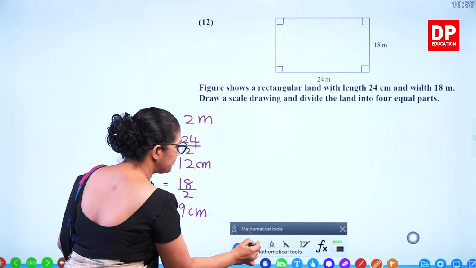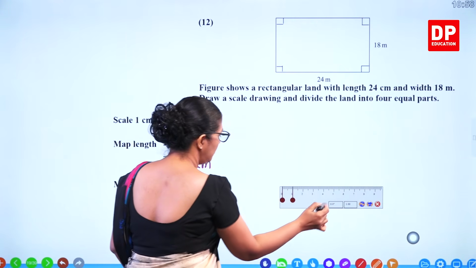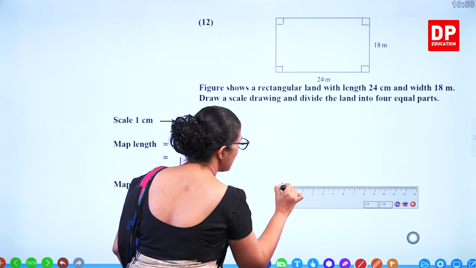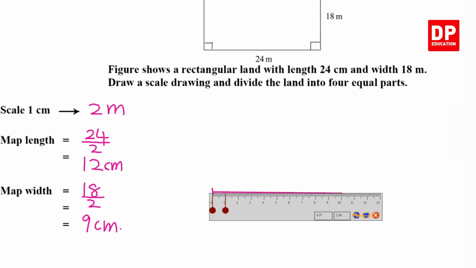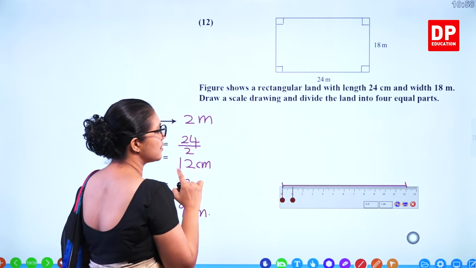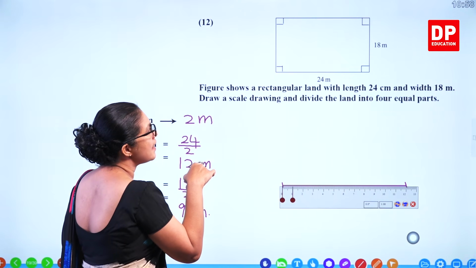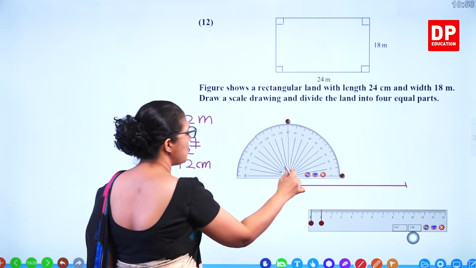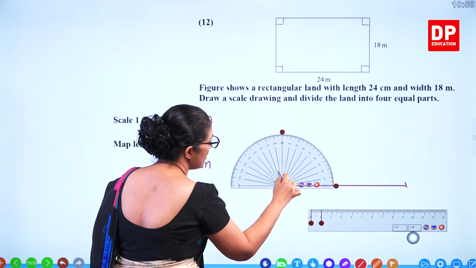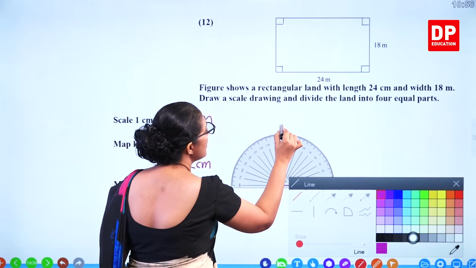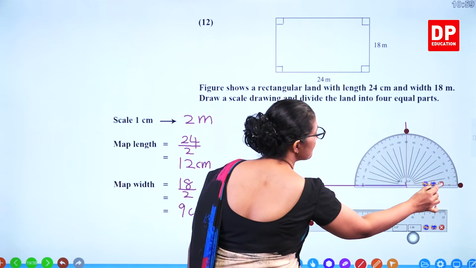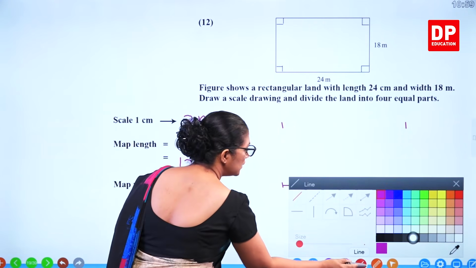So we'll take the ruler. We'll first draw the 12 centimeter length line segment. So we'll start from here. First we'll mark it here to here. 12 centimeter. So this is the other mark. So that's this side. What about the other side now? 9 centimeter. So before that we'll take the protractor and measure a 90-degree angle so that we can draw the perpendicular lines. So here and here 90 degrees. Now we can take the ruler and connect.